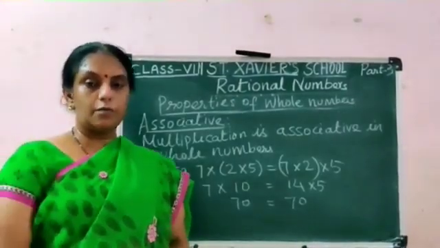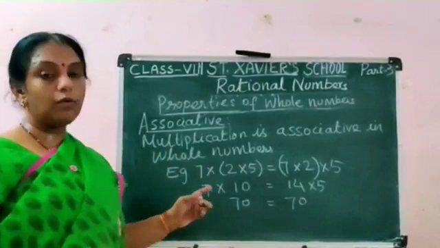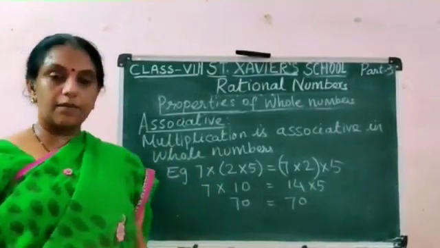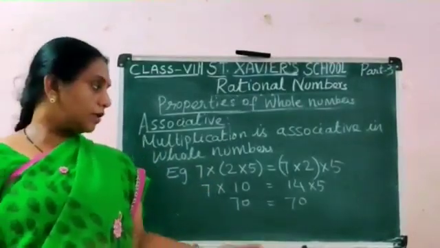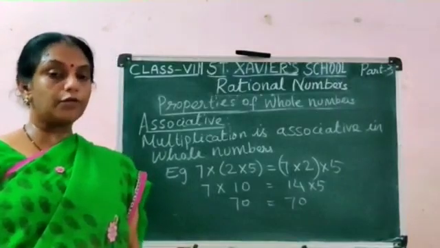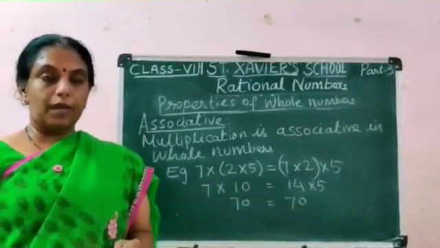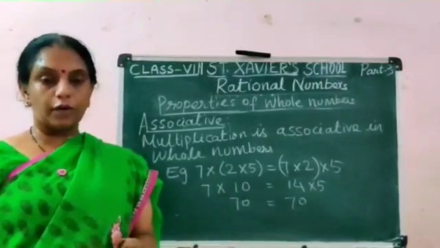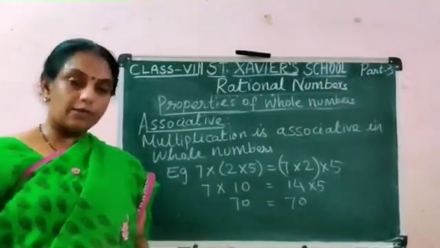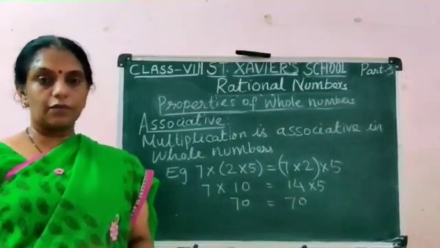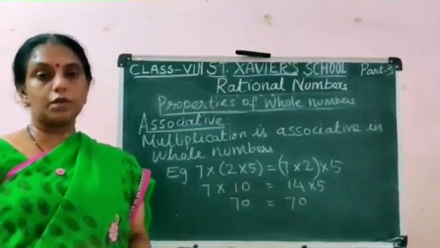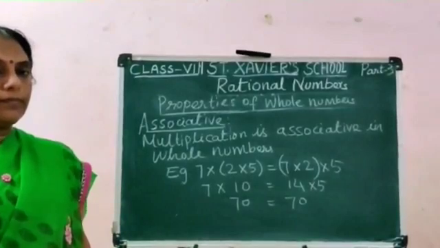Now, multiplication is associative in whole numbers. Example: 7 into 2 into 5, that is equal to (7 into 2) into 5 on one side, and on the other side 2 and 5 are grouped. So 7 into 10 and 14 into 5. 7 tens are 70 and 14 fives are 70. Therefore, multiplication is associative in whole numbers.